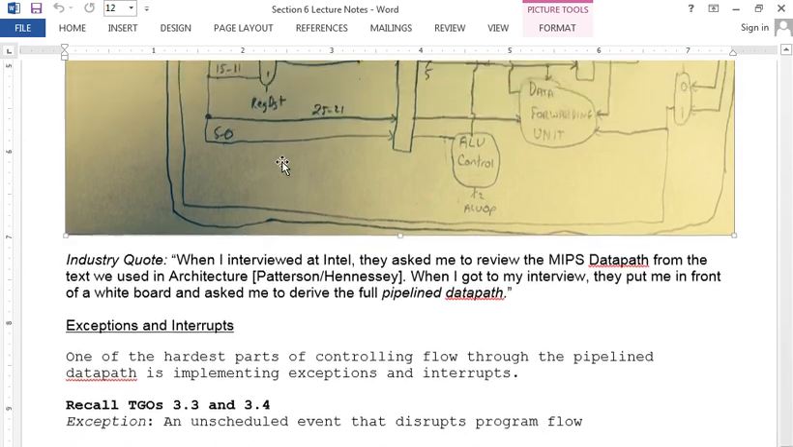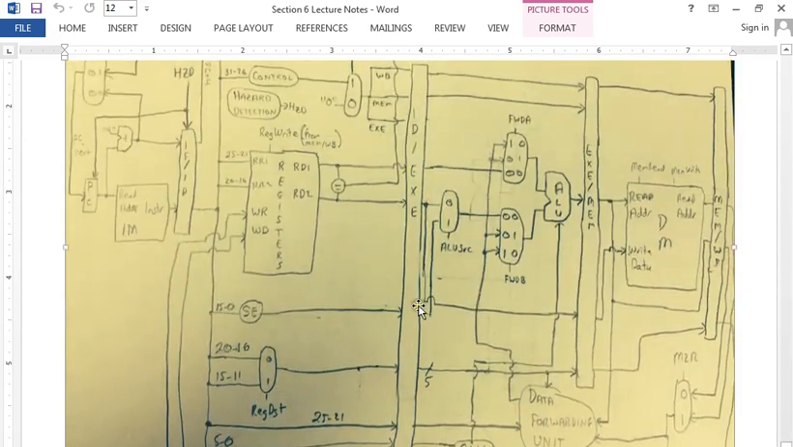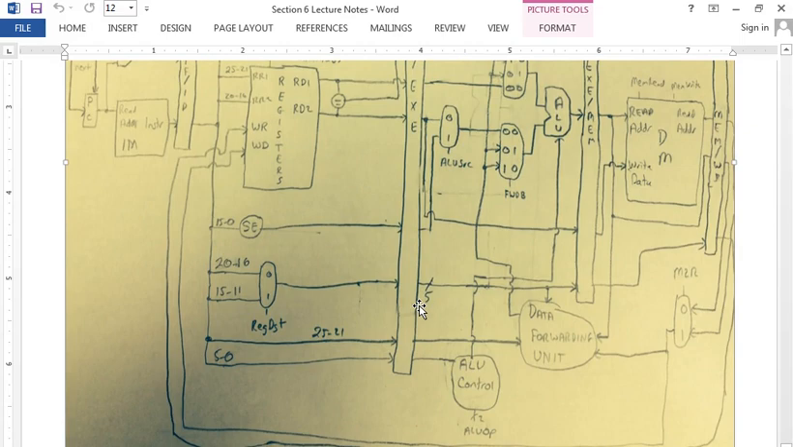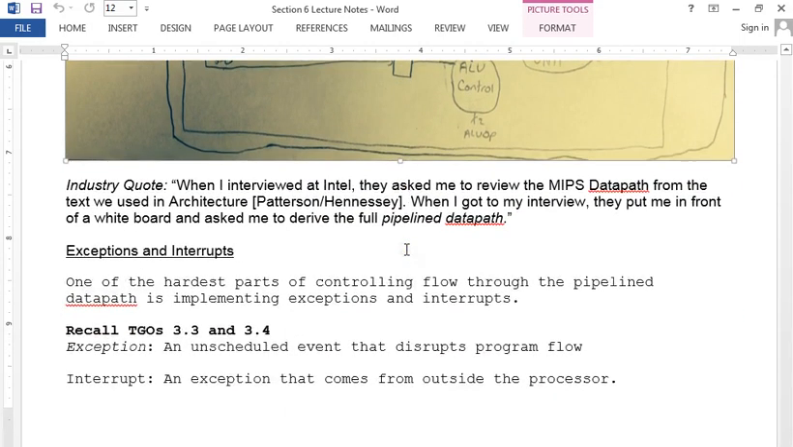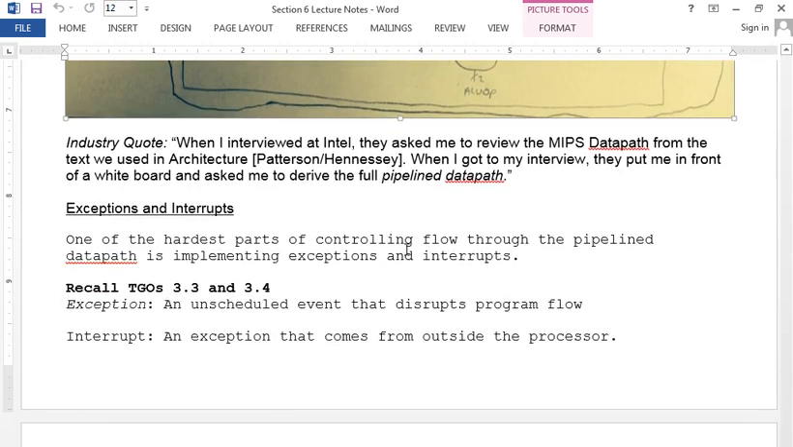So now we have all of this. So now what's our next problem? Remember we studied earlier in the class these concepts of exceptions and interrupts, where an exception is an unscheduled event that disrupts program flow, and an interrupt is an exception that comes from outside the processor.